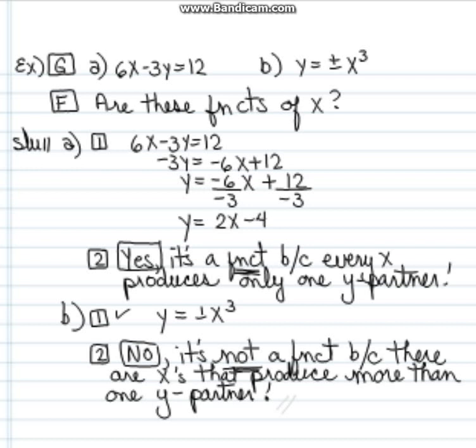Wait a minute, that means when x is equal to 2, it gives us two y partners, positive and negative 8. One is positive and one is negative. Those are two different numbers. Okay, that means that we have an unfaithful x. We actually have many unfaithful x's, but just one is enough to mess it up for everybody. So this is not a function because there are x's that produce more than one y partner. And we are finished.